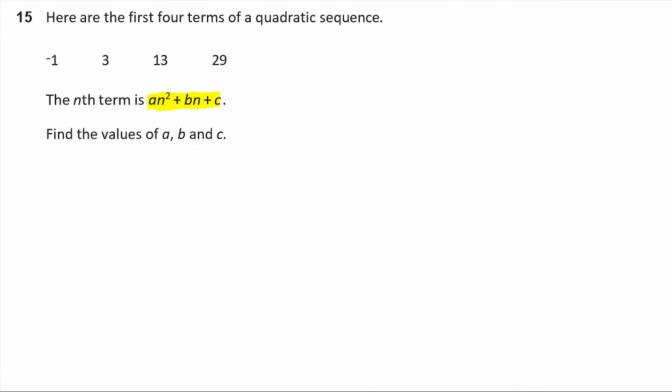Okay. Now, people teach this in different ways. I know a lot of teachers teach it as finding the second difference and halving that, and that's going to be your n squared term, and then doing a bit of jiggery pokery to find the b and the c part of it.